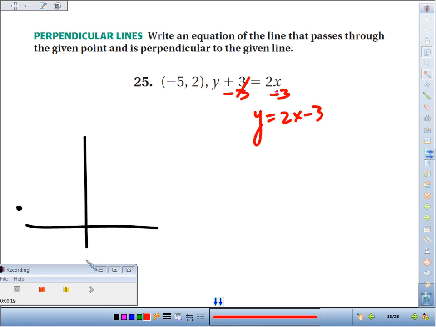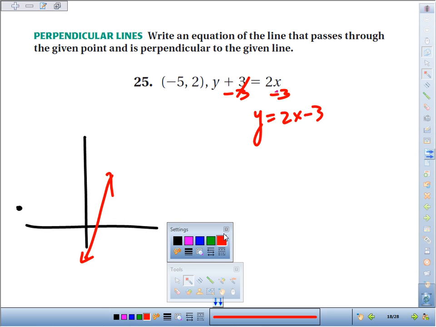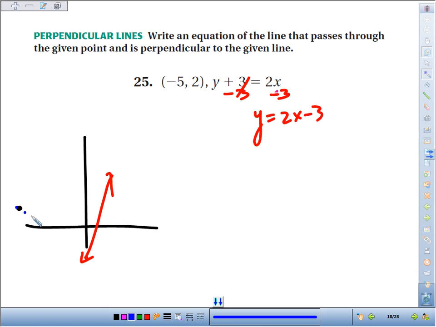That line looks like this. See, what we're looking for is the dashed blue line. We want perpendicular to the given red line, but going through that point that they gave us. The key is perpendicular lines always have slopes that are opposite reciprocals. Now, if you think about 2 as a fraction, that's 2 over 1. That was the slope of the line they gave us.